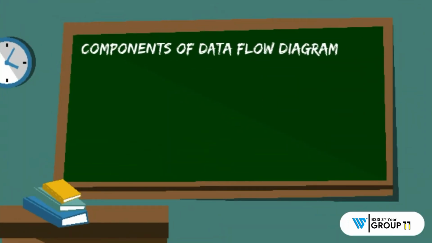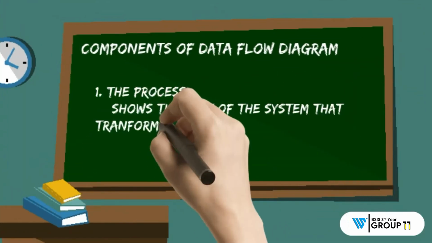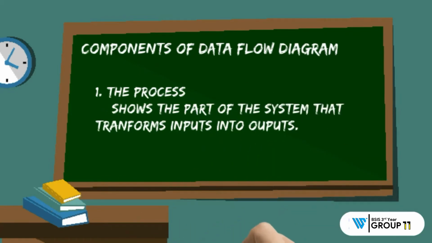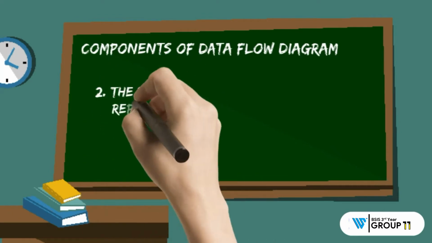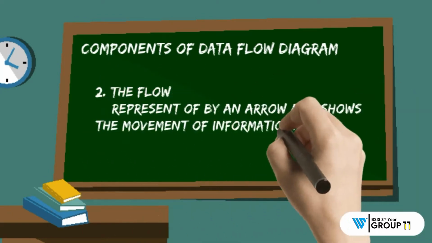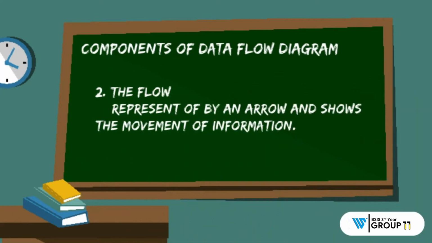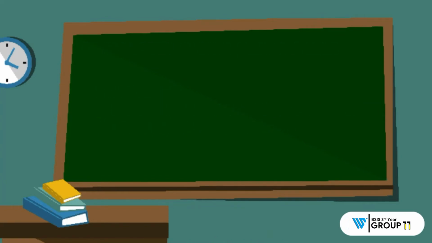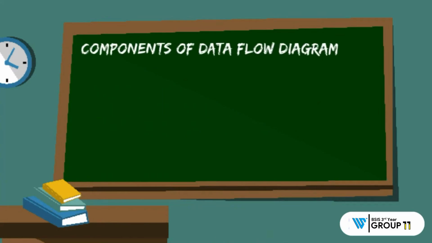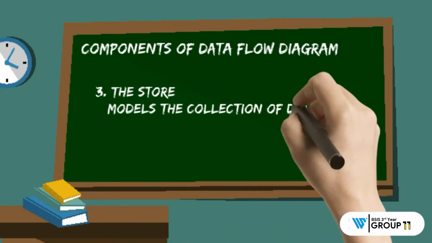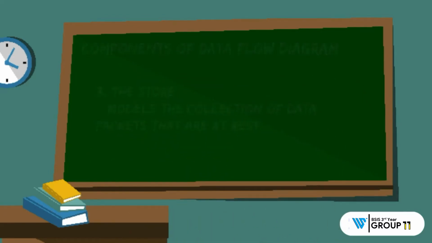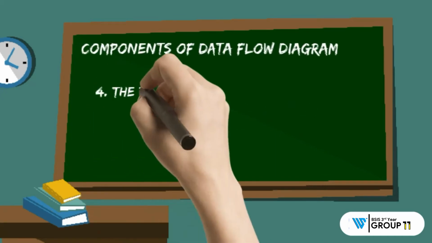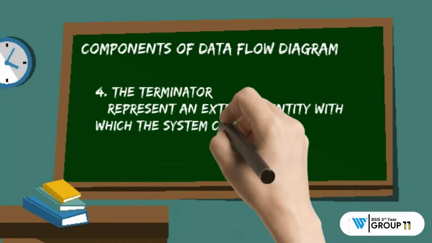The process is the part of the system that transforms inputs into outputs. The flow is represented by an arrow and shows the movement of information. The store models the collection of data packets that are at rest. The terminator represents an external entity with which the system communicates.